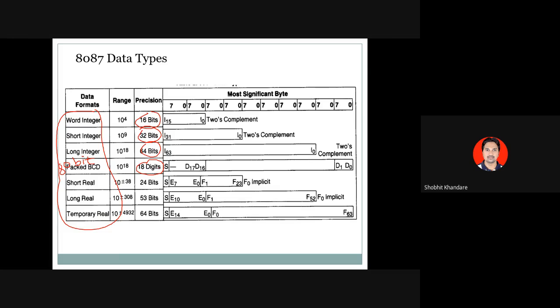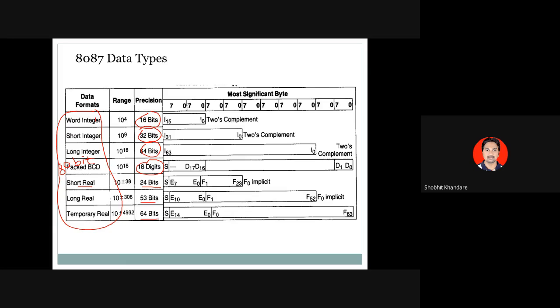मैक्सिमम 80 बिट्स. So if I am handling packed BCD, maximum I can handle 80 bits. But other than packed BCD, the other data types, that is word integer, short integer, long integer, have 16 bits, 32 bits, and 64 bits. Then there is short real, that is of 24 bits, long real, that is of 53 bits, and temporal real, that is of 64 bits. Okay, so these are the values.